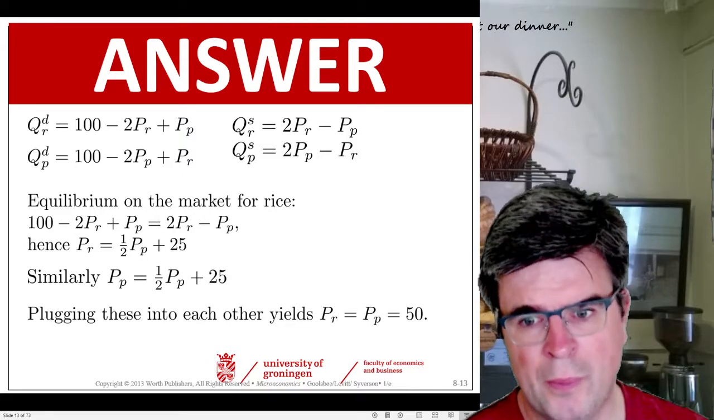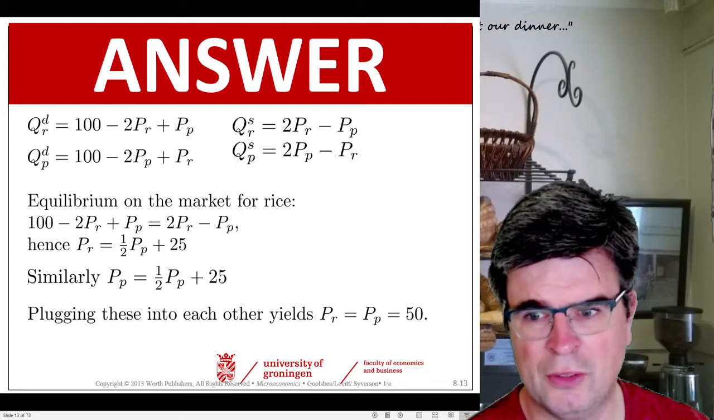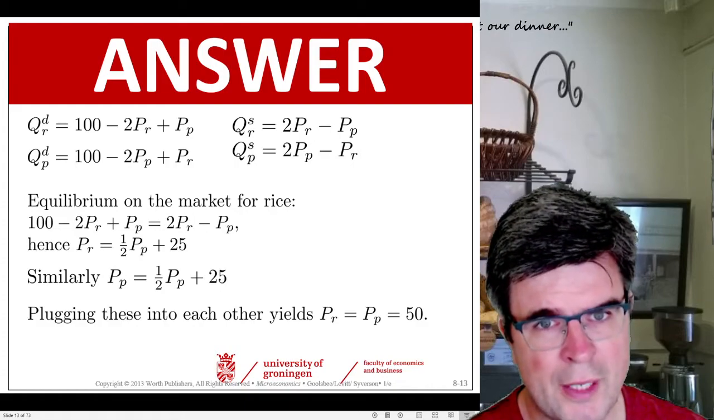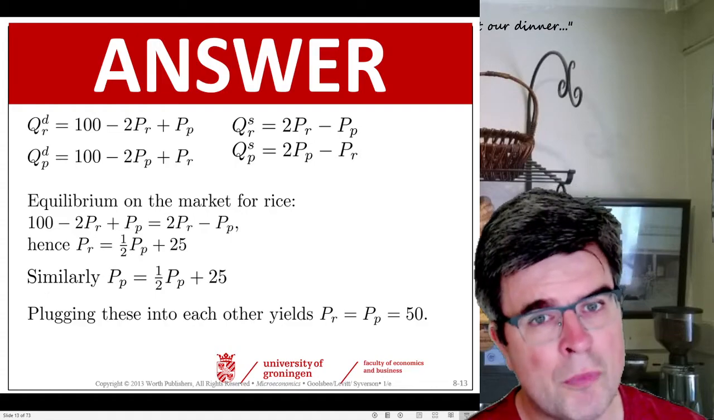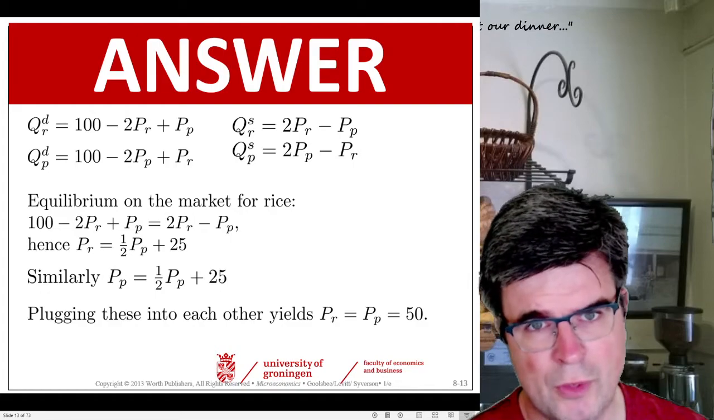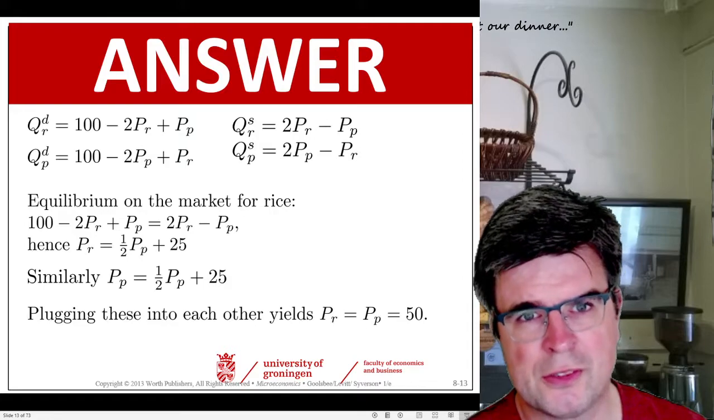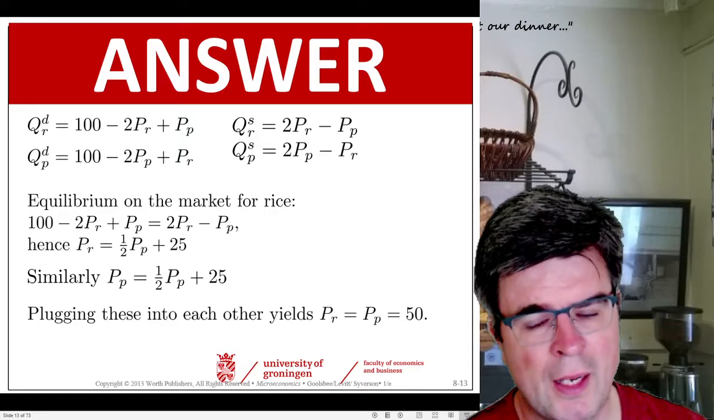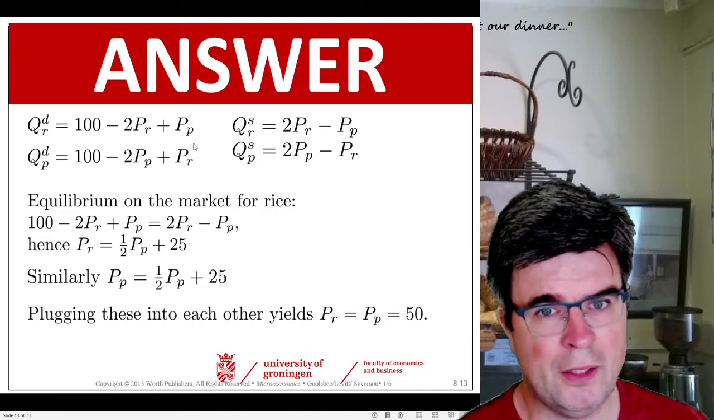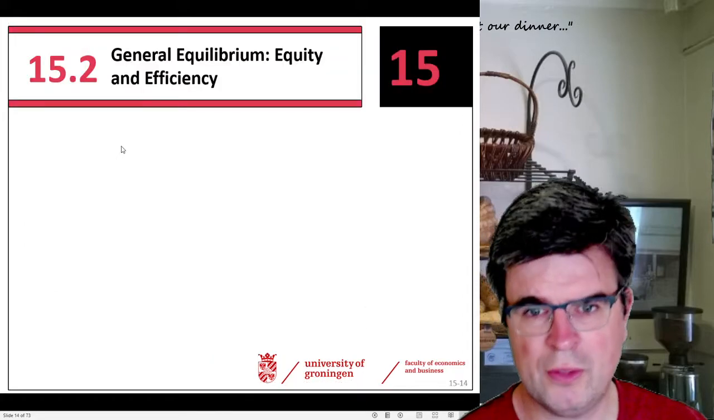If we do so and then plug the solution for the price of potatoes back into the expression for the price of rice, if you do this correctly, then you will get that the equilibrium price of both rice and potatoes is equal to 50. So as predicted, because of the symmetric setup of the problem, the two prices are the same in equilibrium. And then you can plug these two prices into either the supply or the demand functions of the two goods, in order to get the equilibrium quantities.